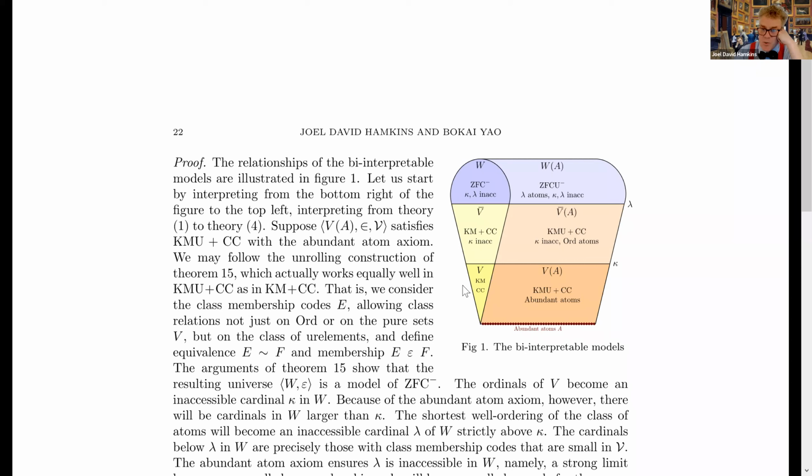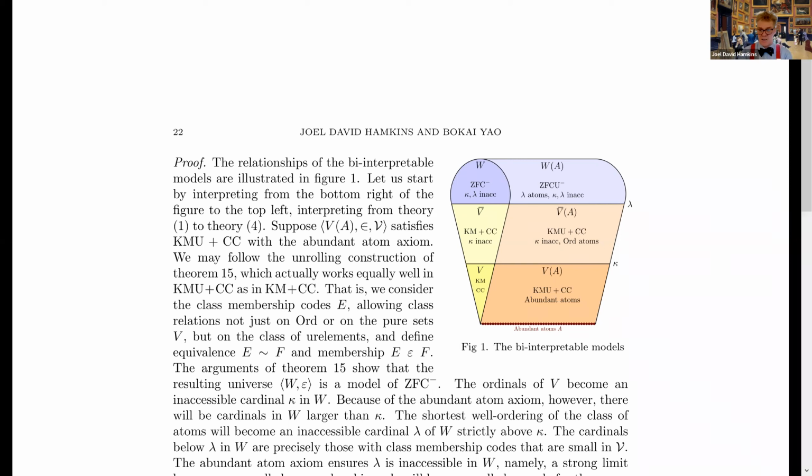If you start down here with the KMU plus CC plus abundant atoms axiom, and you do the unrolling, you're going to end up with W, which is going to be a ZFC minus model with 2 inaccessible cardinals, where kappa is the original height of the ordinals, and lambda is the order type of the atoms in the well ordering that was provided, the minimal well ordering. And then, of course, such a model W is bi-interpretable with its element coding by W bracket A.